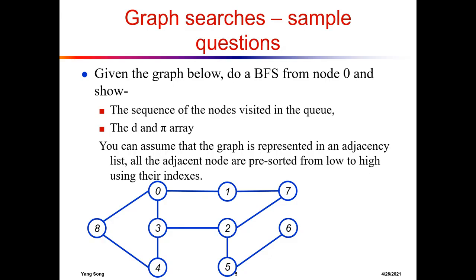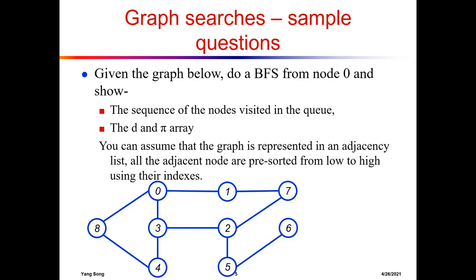And how about pi? The pi will tell you, if from 5 we are going one step closer to the source node, which is 0, which way should we go? From 5, we can go to 2, or we can go to 6. But if we are trying to go from 5 to the source, 0, we definitely want to take 2. So 2 will be the parent, or the pi, for 5.